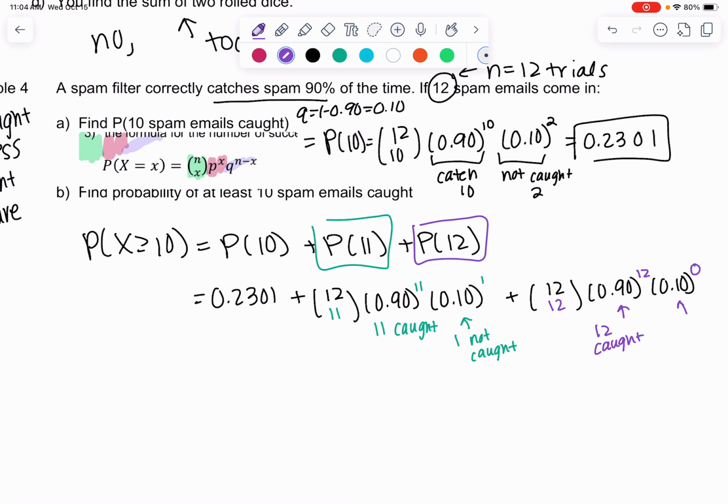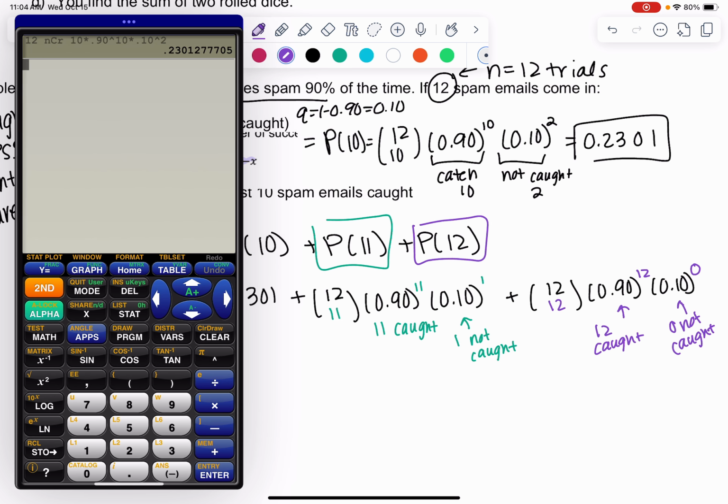0. So that's good. That's what we want. We want them all to be caught, right? Because it's spam email. So you can retype everything, or if you do second enter, this is why I typed everything at once, I can just change the powers.